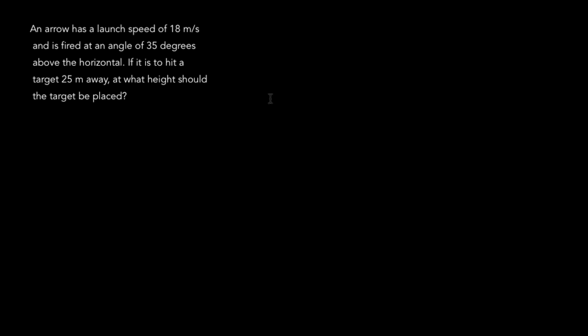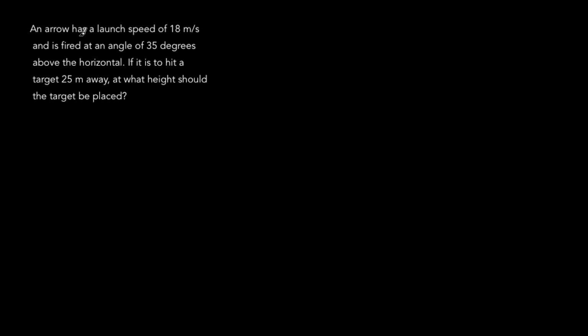Okay, so today we're going to be doing another 2D kinematics problem, and we'll get right into it. An arrow has a launch speed of 18 meters per second and is fired at an angle of 35 degrees above the horizontal. If it is to hit a target 25 meters away, at what height should the target be placed?